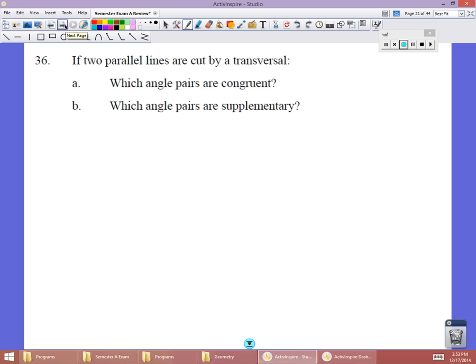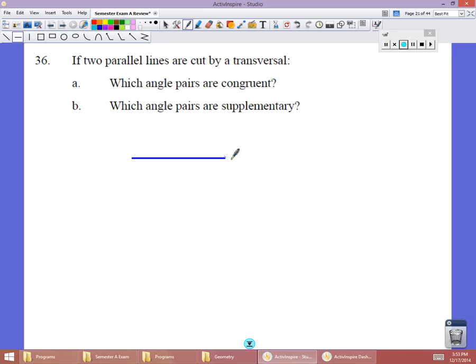All right, if we take a look at problem number 36, it says, if 2 parallel lines are cut by a transversal, which angle pairs are congruent, which angle pairs are supplementary? So I think they want us to name those. It doesn't actually give us a picture in this one. There is a picture in the next problem, problem number 37, which we can use to help us, but I think it may be more helpful to just draw our own picture. So let's draw our own picture next to number 36.